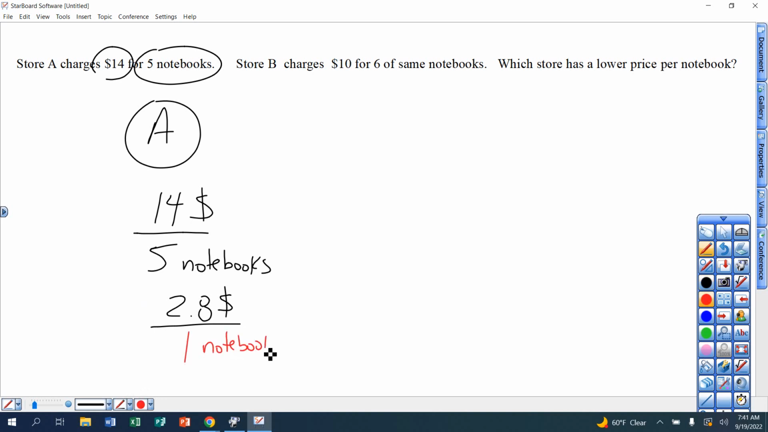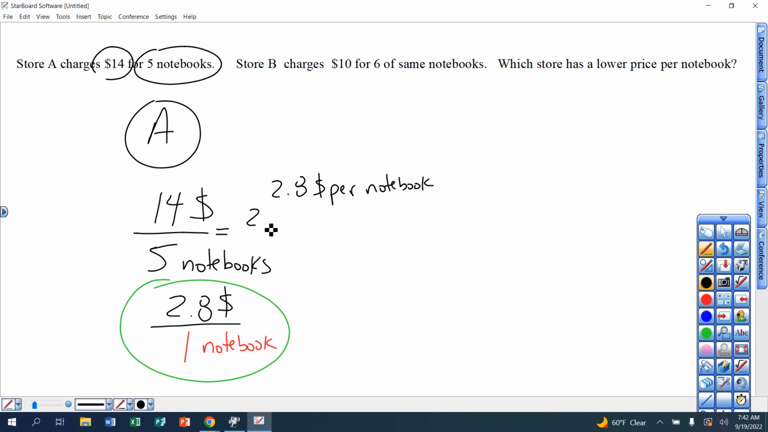That's what that ratio is. Of course, you could write that as $2.80 per notebook. That's another way you could write that. But we're going to write that as a fraction, $2.80 for every 1 notebook. When you get the value of these fractions, no matter what, you put that over 1. And again, I got that value by dividing 14, the top number, divided by 5. My calculator spits out 2.8. That's where I got that value.